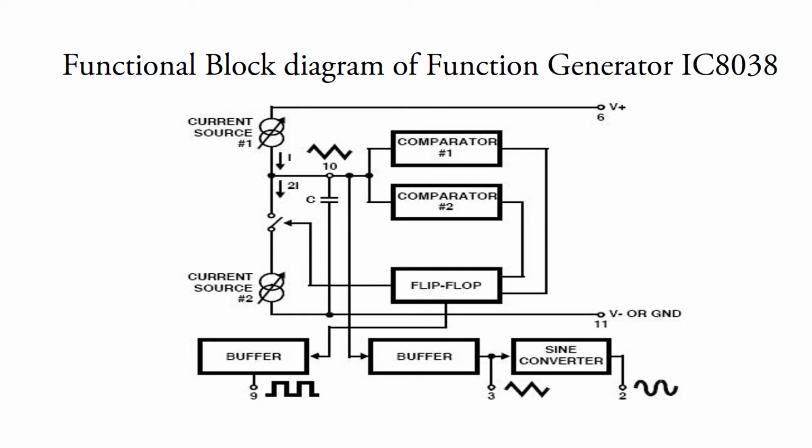The output of the capacitor is directly connected to the second buffer. See here, at the third pin we are getting the triangular waveform. The flip-flop state is what? On state and off state. So continuous on and off states give you the square waveform. The output of the flip-flop is connected to the buffer, so at pin number 9 we are able to get the square waveform. The triangular wave is connected to the sine converter, so pin number 2 gives the sinusoidal waveform. So simultaneously we can obtain sinusoidal, triangular and square waveforms.